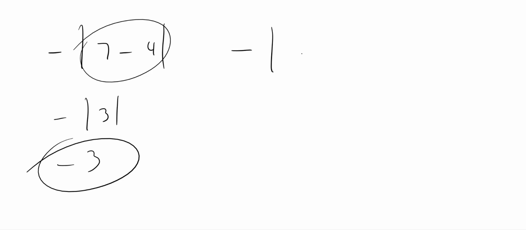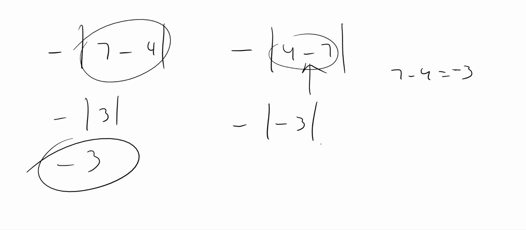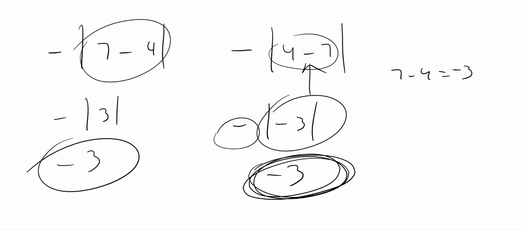So if I did this, absolute value of 4 minus 7. What's 4 minus 7? Well, 7 minus 4 is 3, and the sign is negative, so it's -3. So this is what I get. Okay, what's the absolute value of -3? 3. The negative, I haven't done anything to that negative. Don't take the absolute value of it because it's not inside the absolute value brackets. And so my final answer is -3.